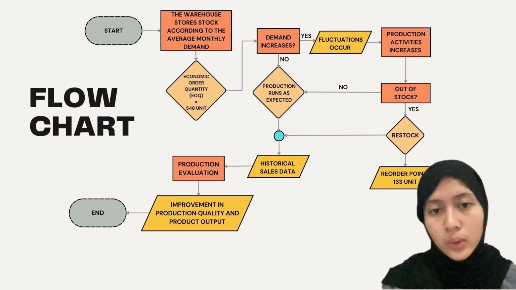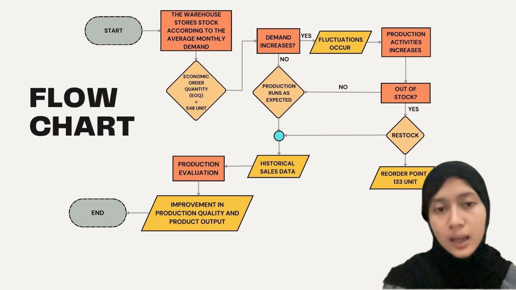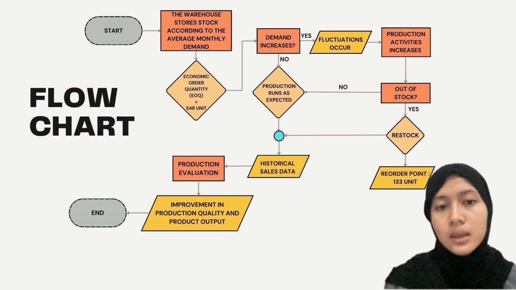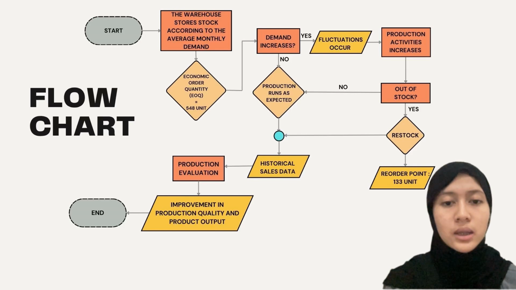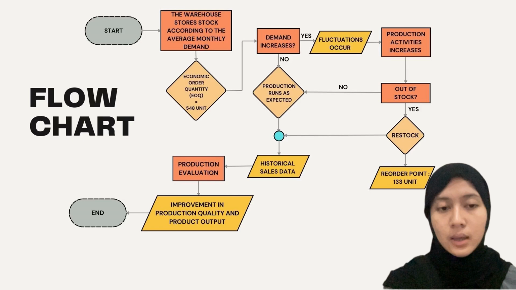After that, we can make the historical sales data. After the data we conduct, the production has to be evaluated. After it is evaluated, the improvement in production quality and product output will also be made. And that's the end of the flow chart.